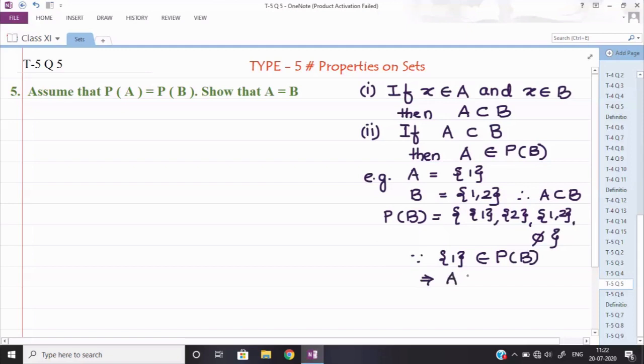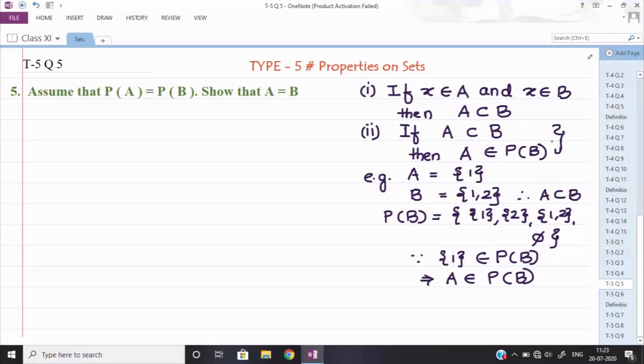So we can say that A will belong to power set of B. Now remember this relation also: if I say A is a subset of B, then A will definitely be an element of the power set of B. That I have proved with the help of one solved example. Now let us see how we can go ahead in this question.